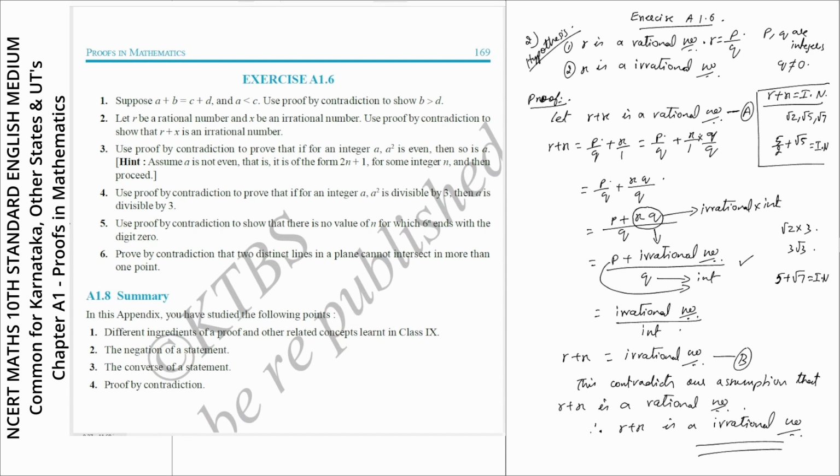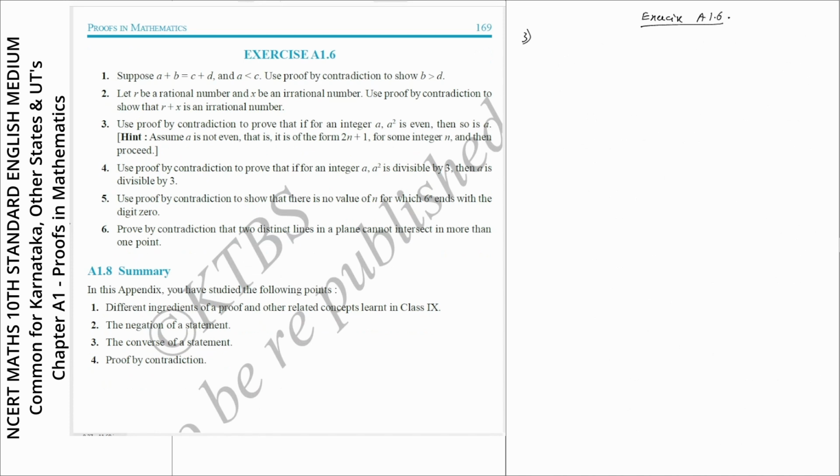And that completes this proof, and you can refer to the chapter Real Numbers. Many such similar problems are there in that chapter. Exercise A 1.6, question number 3. Use proof by contradiction to prove that if for an integer a, a square is even, then so is a. So here given a is an integer and a square is even. These are the two hypotheses given. So the question is, if a square is even, then prove that a is also even.